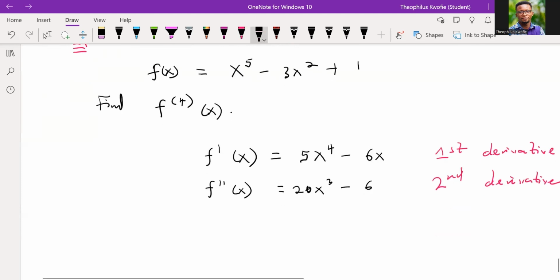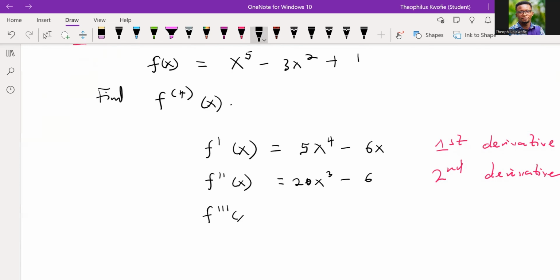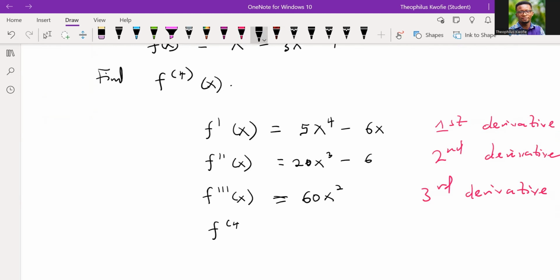So let's take note. Then what becomes our third derivative? That gives us 60x to the power 2. Remember we said the derivative of a constant is 0. So this is what we call the third derivative. Now, what then becomes our fourth derivative? Just for us to be consistent, we can also use this notation, okay? So our fourth derivative becomes 120x, okay? So this becomes our fourth derivative.